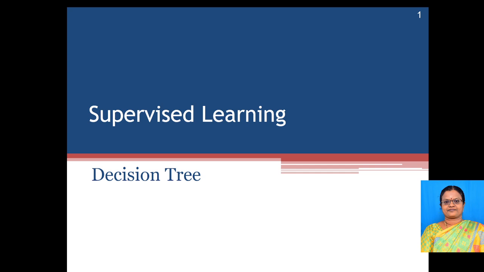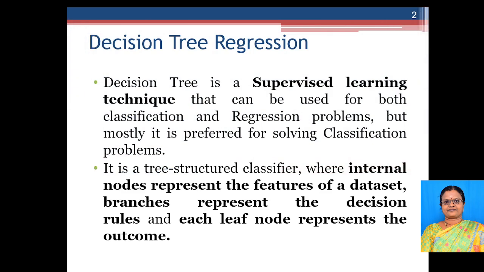Hi, now we will see one of the techniques used in supervised learning, which is called a decision tree. So decision tree is a supervised learning technique which can be used for both classification as well as regression problems. But mostly it is used for solving classification problems.